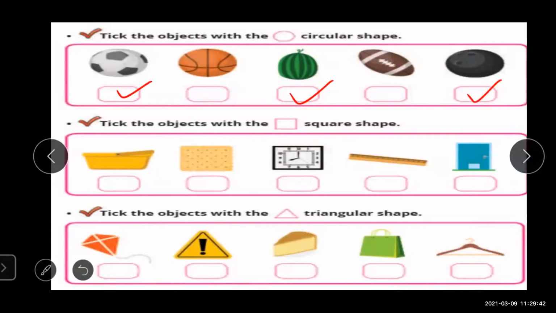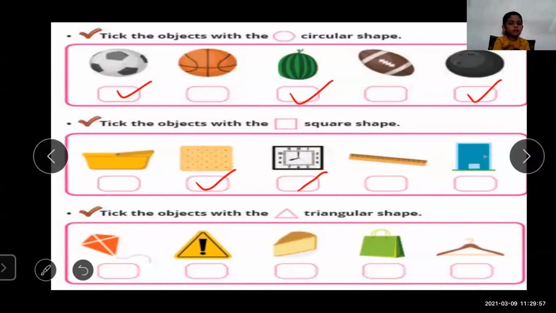Okay, next. Tick the object with the square shape. Identify which is the square shape. The second one is your crunchy biscuits. And the next one is a clock. Now, next. Tick the objects with triangles. Identify the triangles: a signboard, a piece of cake, and a hanger. Next.